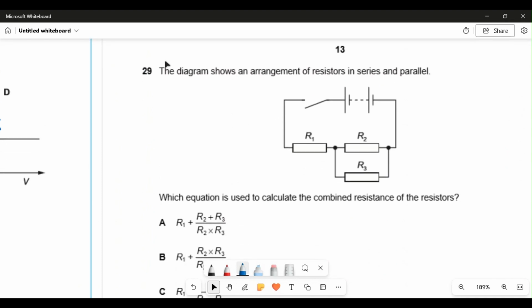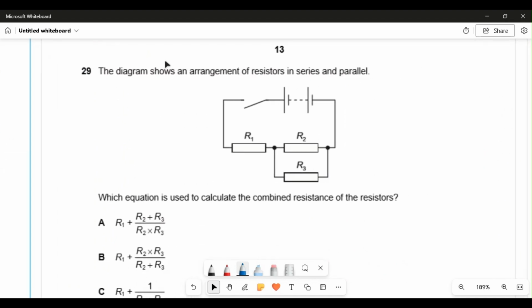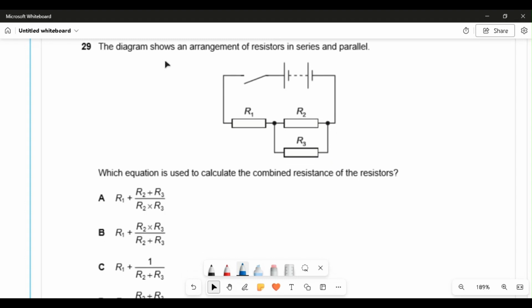Question number 29 is also a circuit with a switch and a high voltage, with resistances R1, R2 and R3, where R2 and R3 are in parallel, and R1 is in series. So first, I would like to talk about this parallel combination of resistances. Their equivalent resistance R equivalent is given by 1 over R equivalent equals 1 over R2 plus 1 over R3.